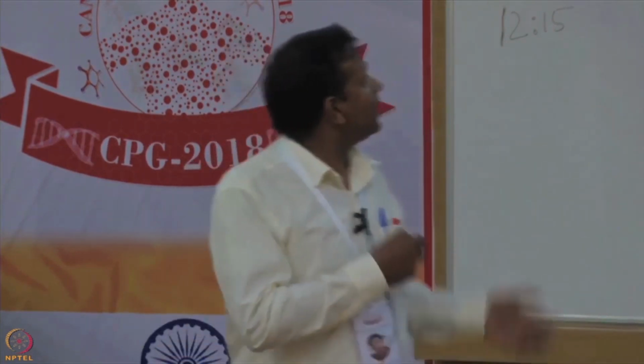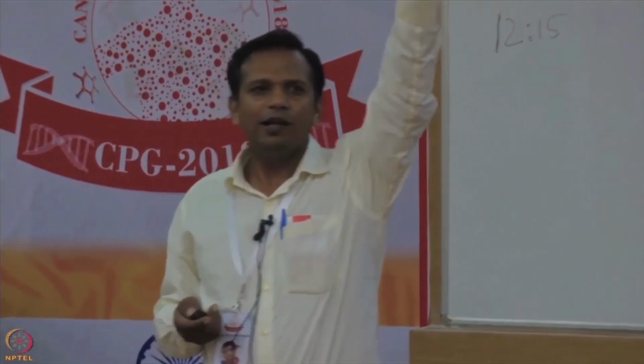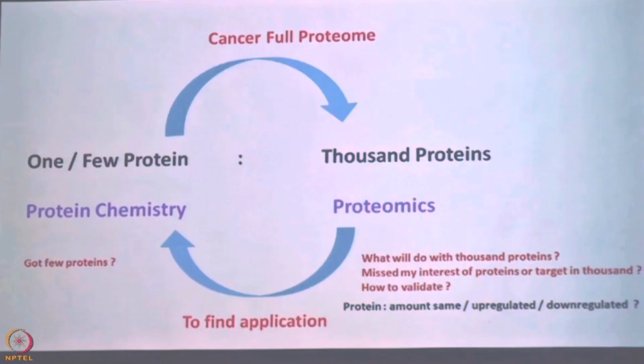This is very simple. We want the cancer full proteome, as opposed to one or a few proteins, protein chemistry. You will see some labs have focused whole 20 years on one protein, but some labs will not like one protein. Why one protein? We should have 1000 proteins. But what will you do with 1000 proteins? Again, what you miss is whatever is your interest. So finally, if you want to make a drug or target, you will target one protein. So what is proteomics giving you?